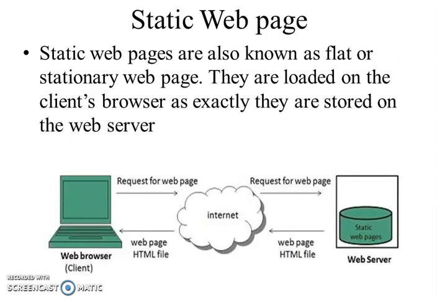And what is the use of static web pages? Static web pages are also known as flat or stationary web pages. They are loaded on a client browser exactly as they are stored on a web server. Such web pages contain only static information. The user can only read the information but cannot modify or interact with it. Static web pages are created using only HTML files. Static web pages are only used when the information no longer needs to be modified.